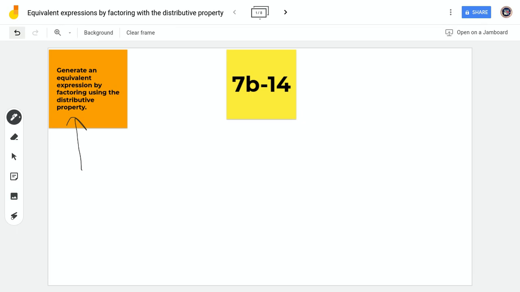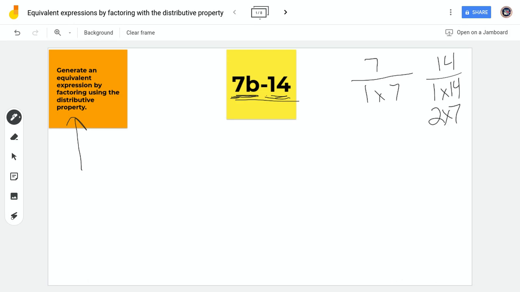So if I'm looking at the expression in the yellow posted here, I have this term 7b and this term negative 14. We'll just worry about that negative sign just like subtraction. So I look, well, I see a 7 and I see a 14. So I'm thinking, what are the factors of 7? This is in my head. So I'm thinking 1 times 7. And then the factors of 14 are 1 times 14 and 2 times 7.